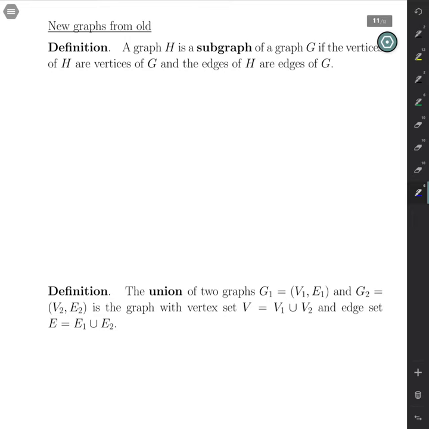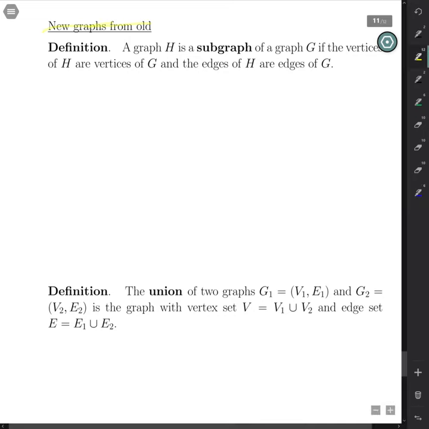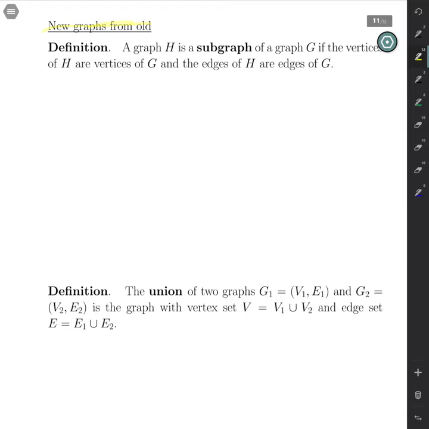One last little subsection I want to talk about in this very first part of the unit is how we can get new graphs from old. And the idea here, there's actually three different things I want to talk about. One is to play off the idea of subset, really, to talk about what a subgraph is. So the formal definition looks as follows, and I'll give you a quick example of it.